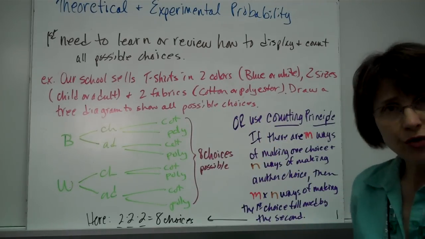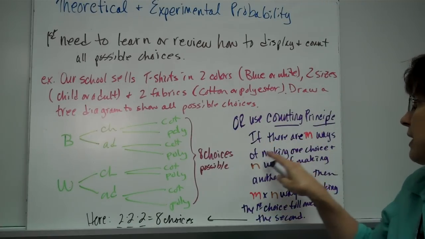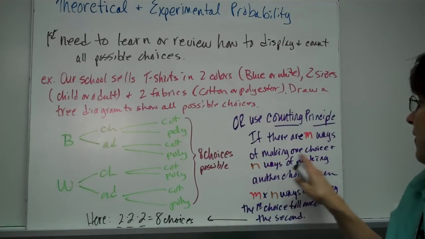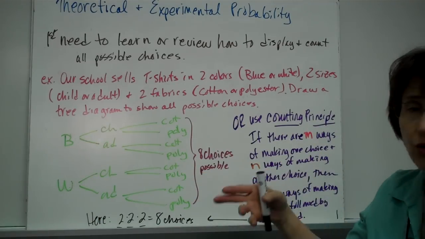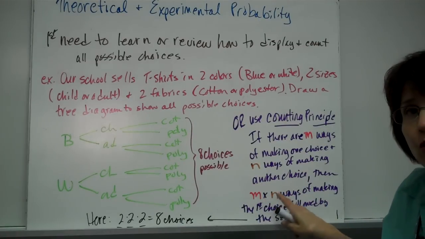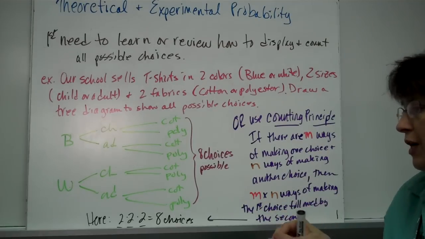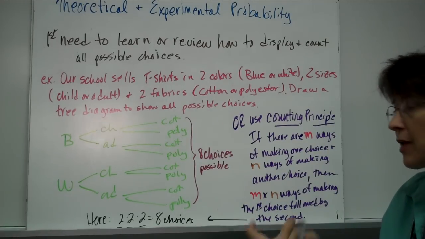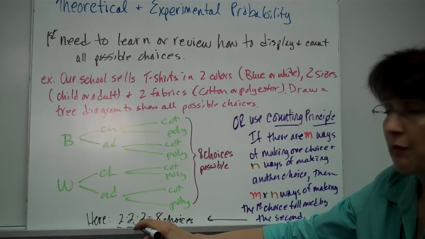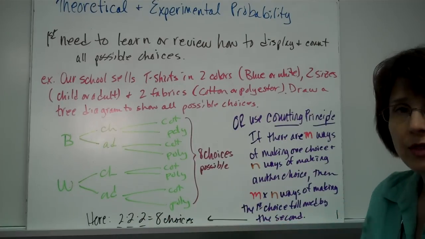Or you could use what we call the counting principle. That says that if there are m ways of making one choice, for example, there are 2 ways of making that first choice, and there are n ways of making another choice, in this case still 2, then you multiply m times n. That gives you the number of ways you can make one choice and then another choice. Here we have 2 for the first and 2 for the second, and we have a third, so we continue to multiply: 2 times 2 times 2, which is 8 choices.